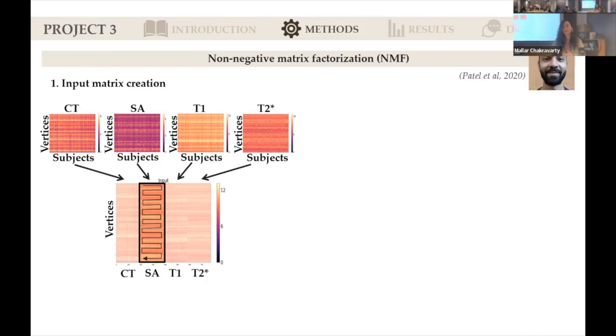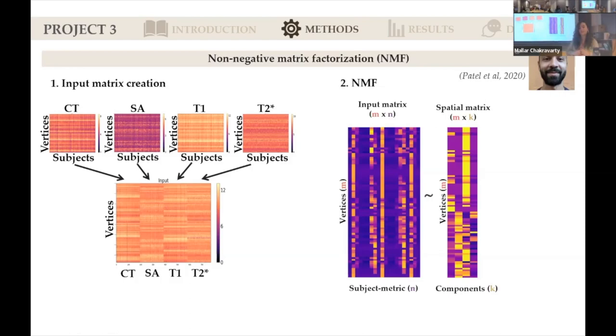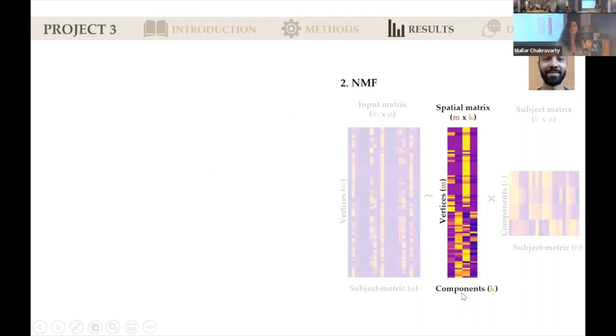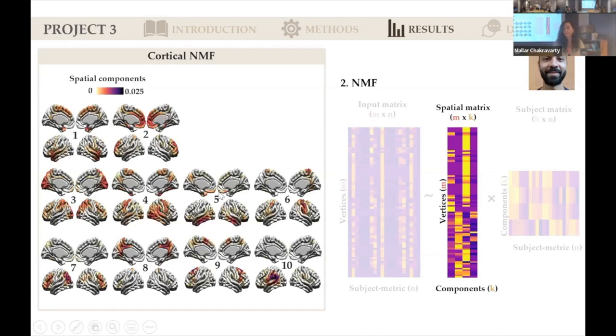And then NMF is providing a decomposition. It's going to give us a spatial matrix that will describe vertex-wise components, and the other output will be a subject matrix, which will be subject-wise components. So to make it a bit more concrete, the spatial matrix will give us some components vertex-wise. It's important to know that the number of components is usually defined. So in order to select the best number of components, we can perform stability analysis. And in the context of the cortex, we obtained 10 components that you can see here.